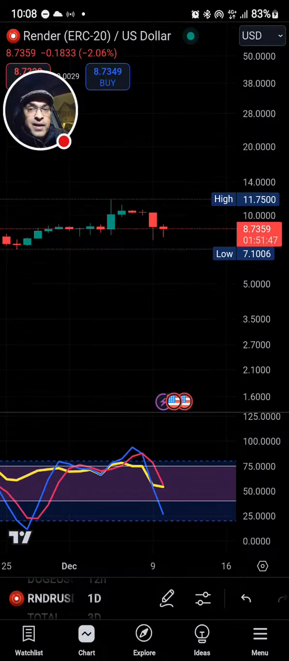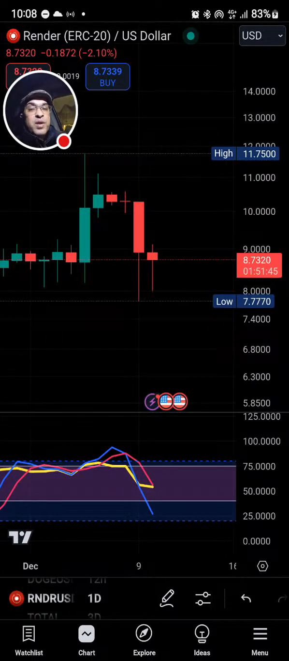So let's go back here. This is on a daily. Pretty much exactly the same. Everything is doing the same thing, guys. The only difference is that when BTC goes by 1% or 2%, the others go by 10% or whatever. So just take it with a pinch of salt, but understand it for what it is.